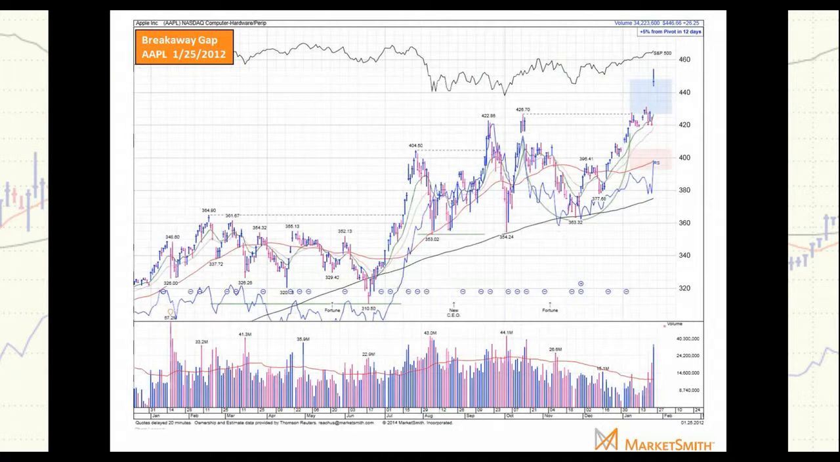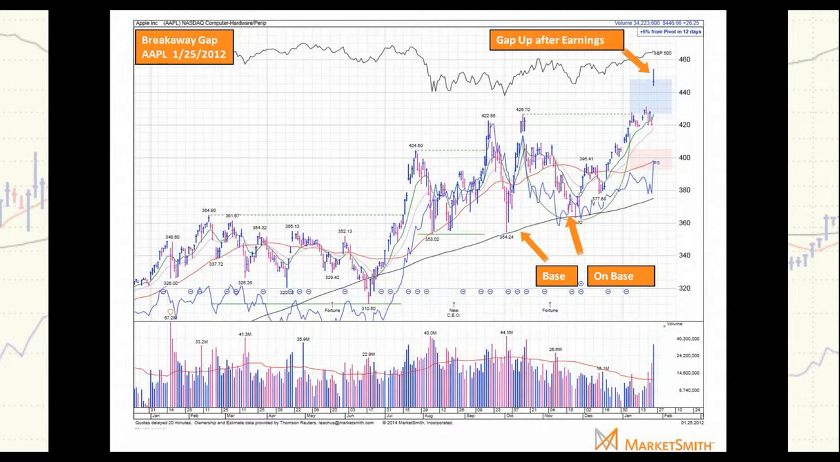Here is Apple back in 2012. Here's one that I tried at this point. Notice the base on base. This was actually a later stage base too. But guess what? This was still a pretty big leader at this point, and they still had pretty good earnings and sales. And so I said, it's Apple, it's worth taking the risk if I keep a tight stop on it.